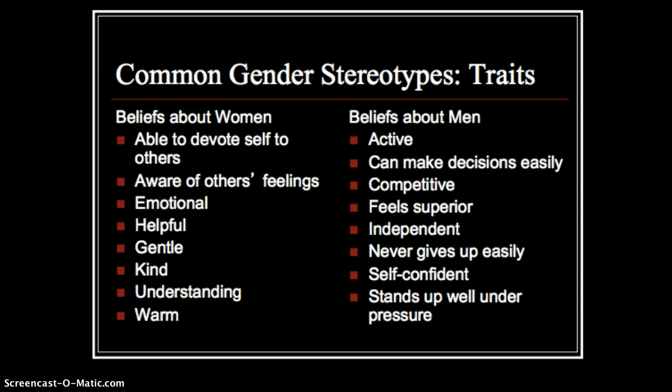This research that began in the 60s and 70s and still continues today really focused on two different kinds of gender stereotypes. The first kind is traits, and the second kind is roles. Then there are two other types, physical abilities and cognitive abilities, that we'll also talk about just a little bit.